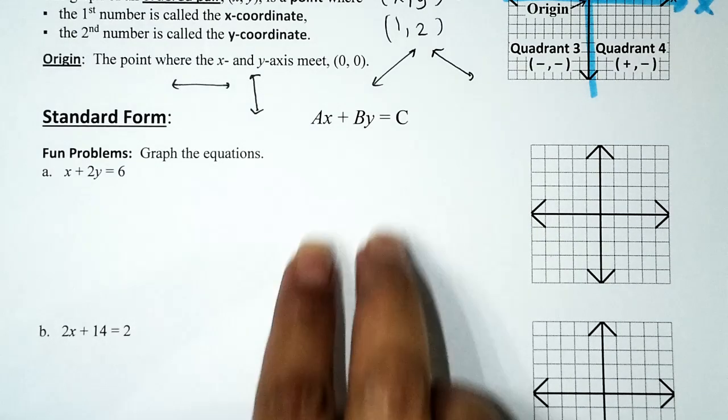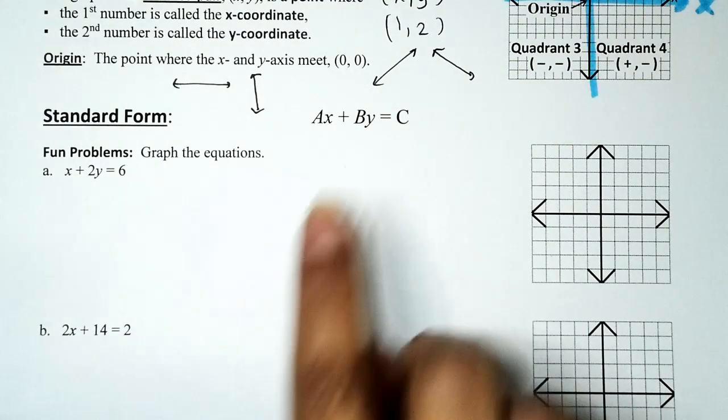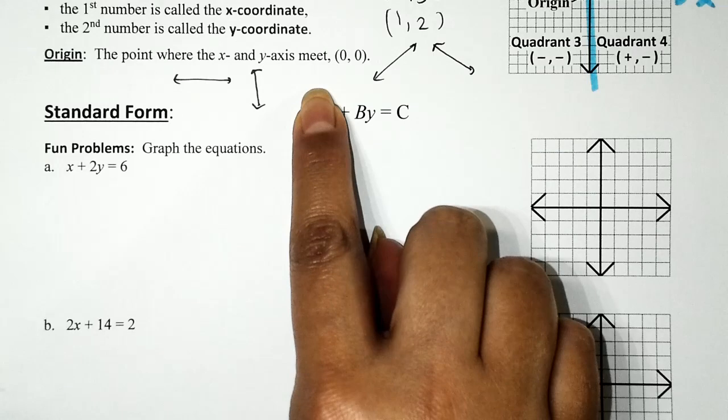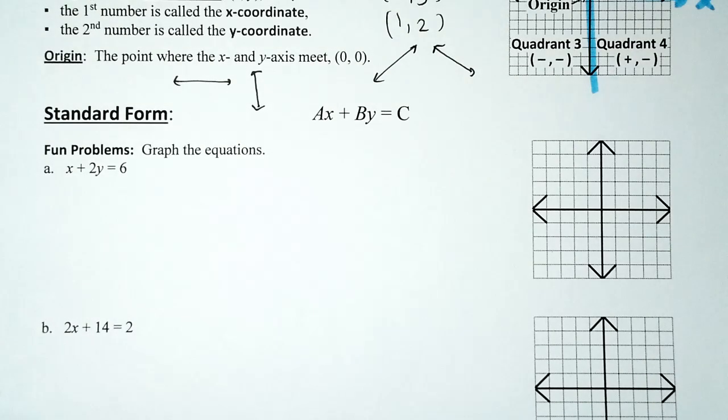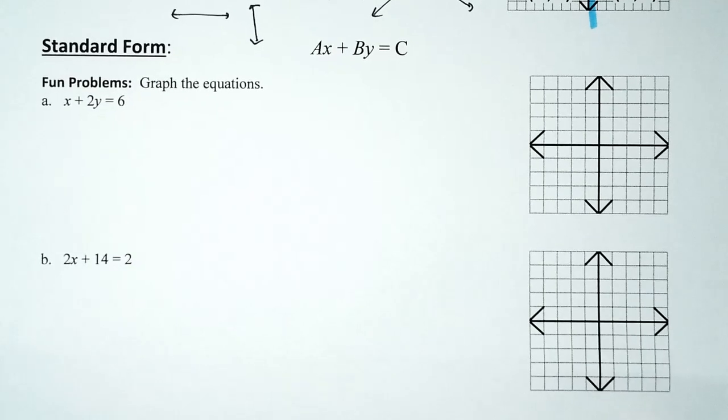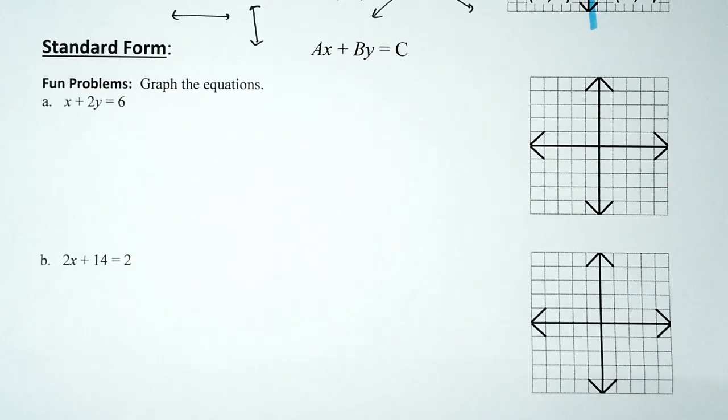Some equations may have both x and y. Some equations may only have the x variable. Some equations may have only the y variable. And I think that's enough of that. Okay, let's look at our fun problem. So for this video, we are going to graph 3 equations and we're out.